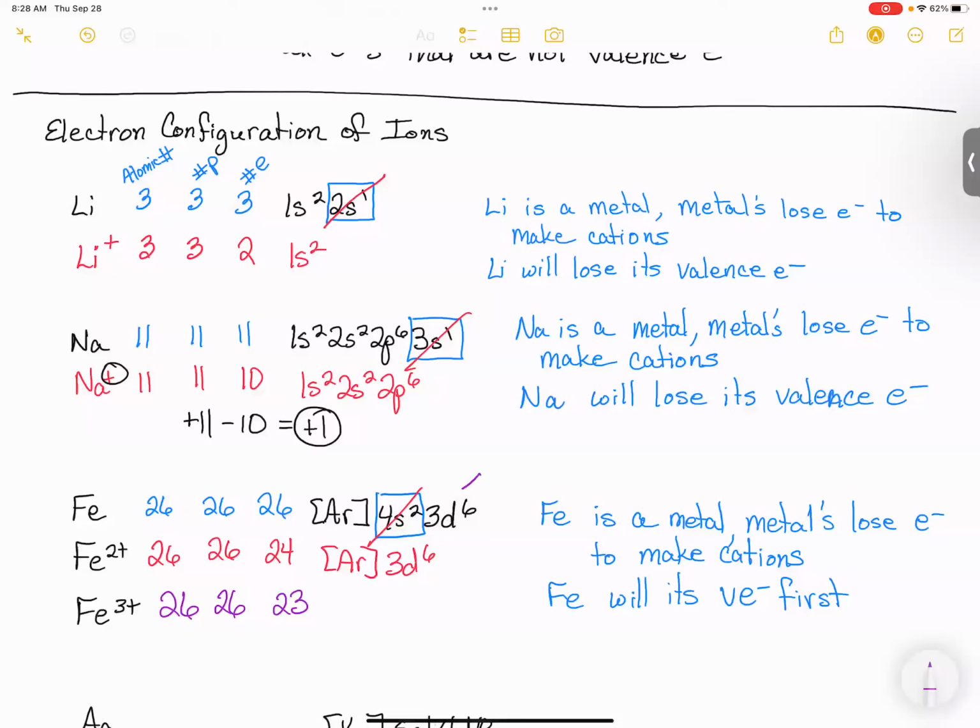I'm going to go back up to this starting point up here. Again, you lose your valence electrons first. So these electrons will be the first ones to go away. That's 2. But I have to lose a 3rd electron. So I'm going to lose one from that 3d as well. And so what results is argon 3d5.